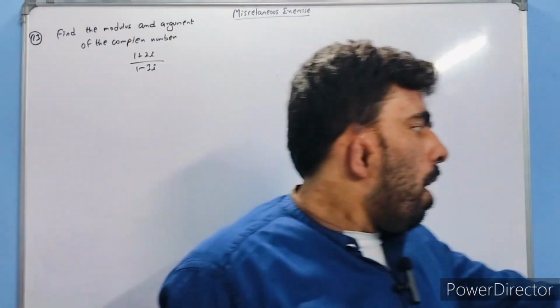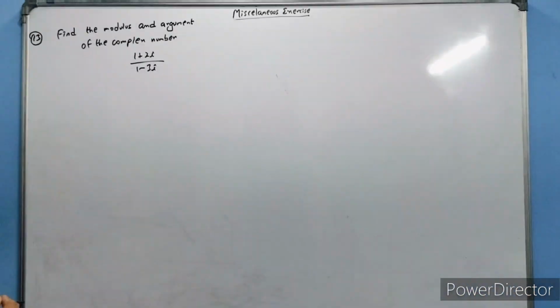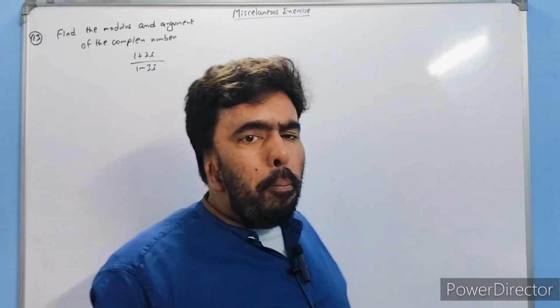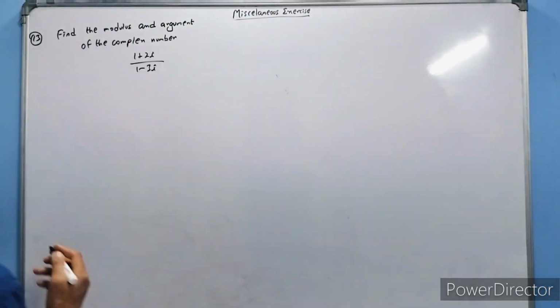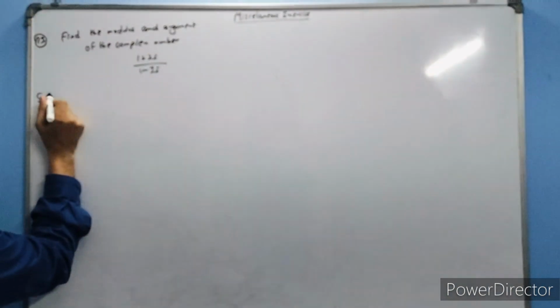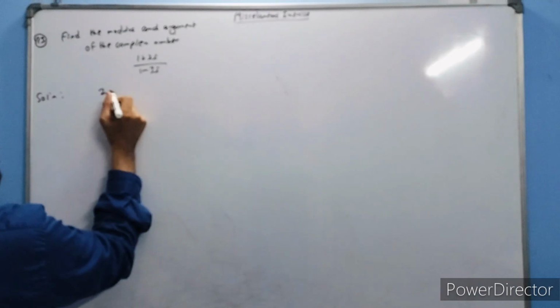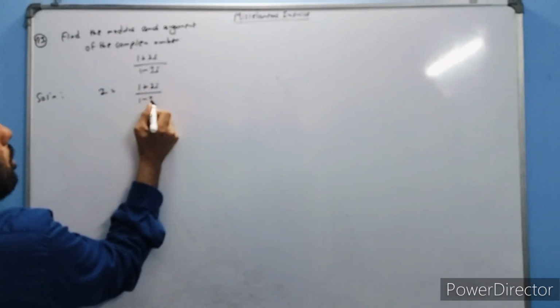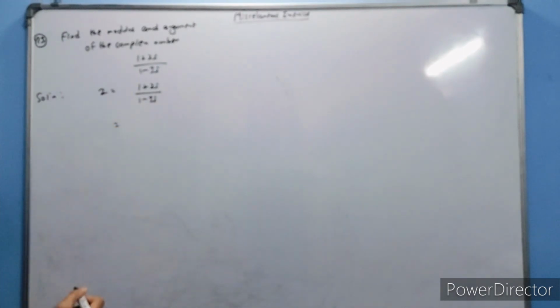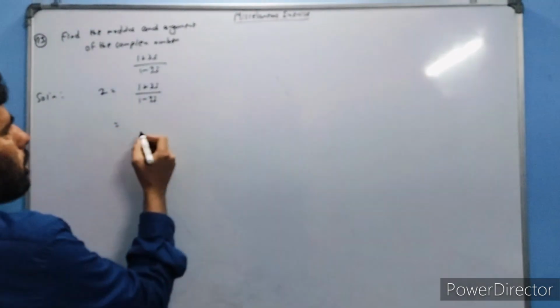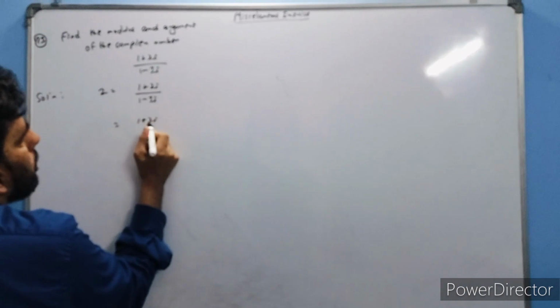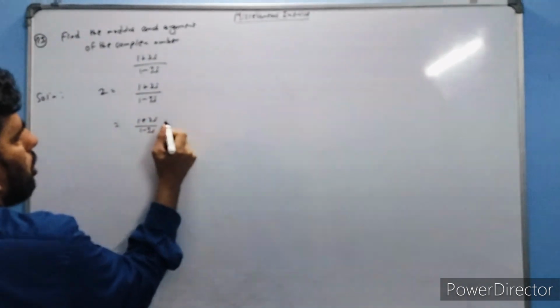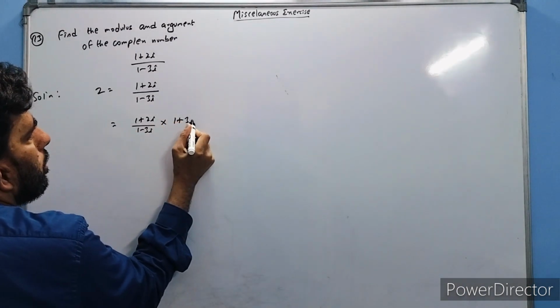Now let us see how we can solve. So this is the 13th question, and I am taking it from the miscellaneous exercise. So we have the solution here, the complex number they have given is 1 plus 2i upon 1 minus 3i. So how to solve? Let us see, rationalize it. Okay, the first step is to rationalize.